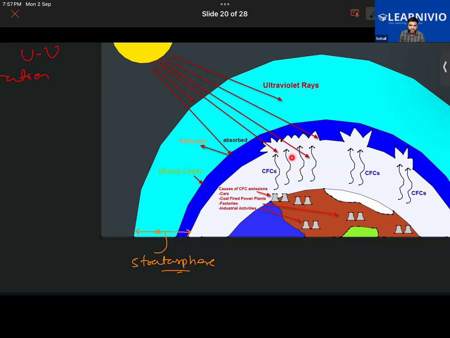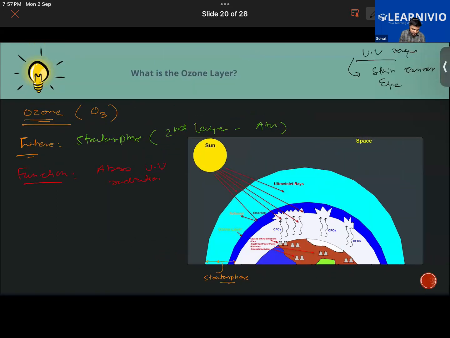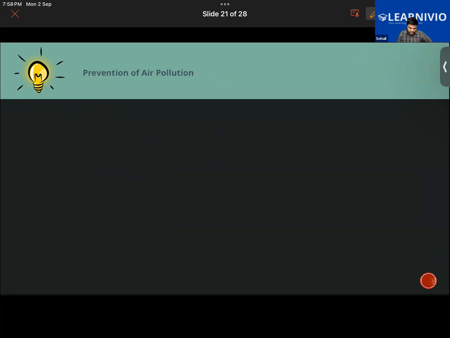So what does this chlorofluorocarbon basically do? As it comes in contact with the ozone layer, it breaks the ozone up into an oxygen molecule and a single oxygen atom. Thereby, it is depleting the layer of ozone.